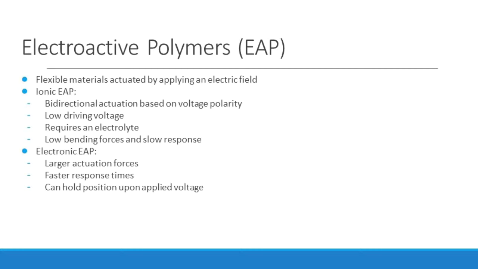This complicates their design and possible integration into a mechatronic device. Ionic polymers also have lower bending forces and slower response times. Electronic polymers, on the other hand, have larger actuation forces and faster response times. They also have the added advantage of being able to hold their position with a constant voltage. These actuators don't need an electrolyte, but generally work at much higher operating voltages.